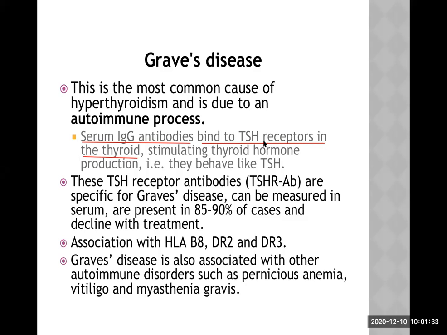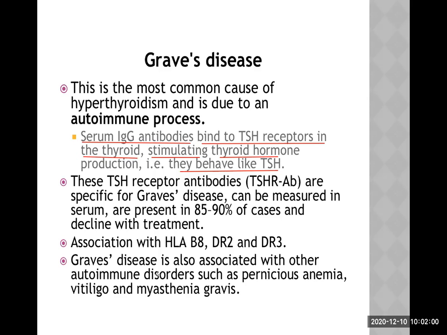Now, in place of the TSH hormone, this antibody will bind to that receptor, and it is a stimulatory type of antibody. So they stimulate the thyroid gland to synthesize more thyroid hormone. This is the main pathogenesis here. In other words, they behave like TSH itself.